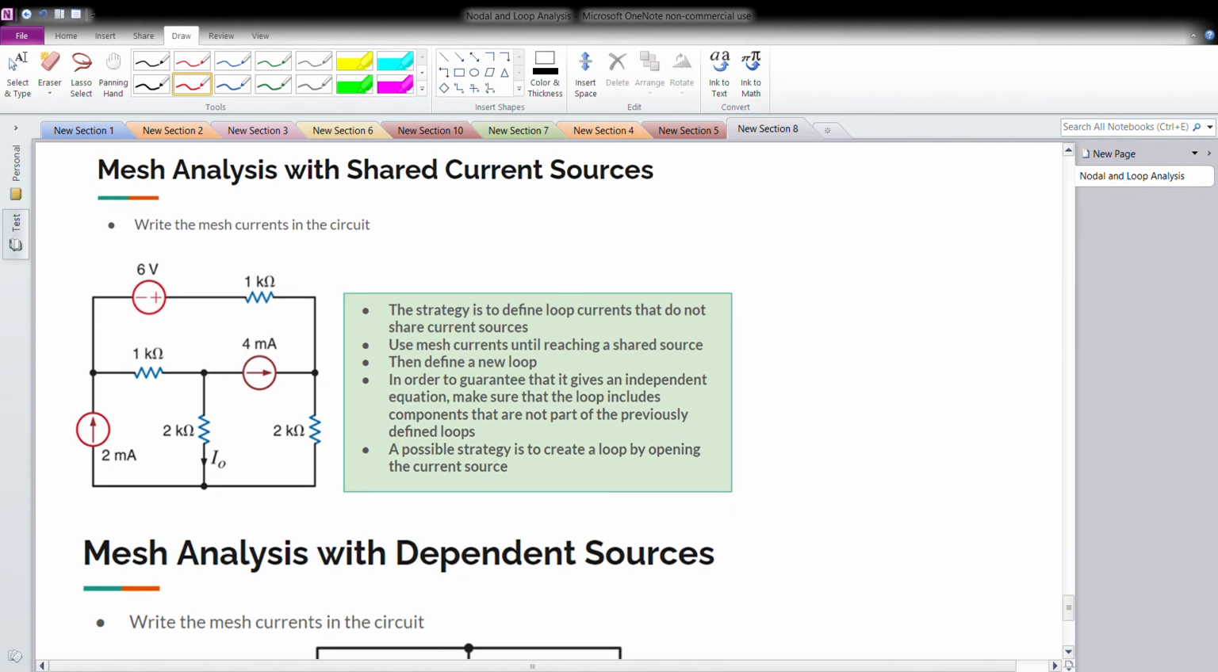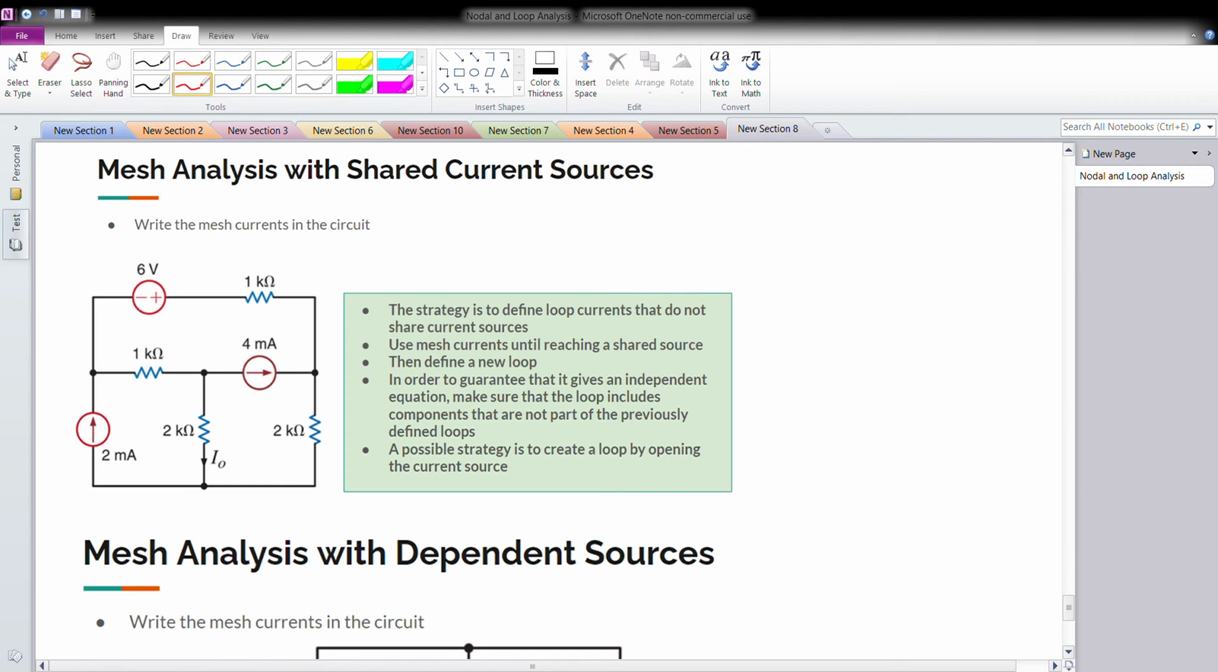Like we had supernodes in nodal analysis, we have super meshes in loop analysis. What that means is that you have a current source that's shared between two loops. So you can't basically say what the voltage drop across that current source is unless the question gives it to you, which almost all the time it doesn't.